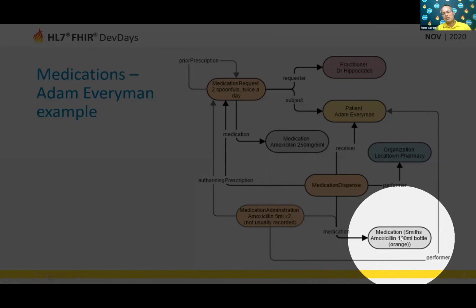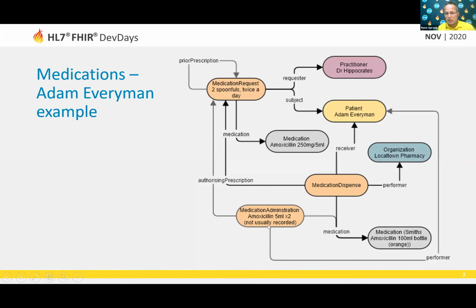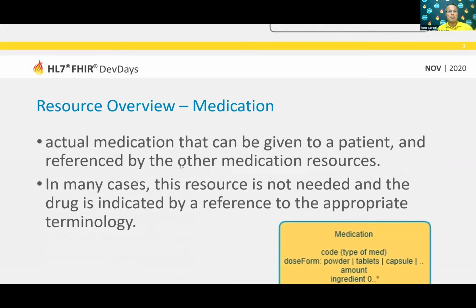But the dispense is not a generic amoxicillin, but the dispense in this case is Smith's amoxicillin 100 milliliters bottle with an orange taste. So again, but now for the specific drug, we use the medication resource to capture the details. And medication administration, the actual taking or giving of the drug, well, in this case, it will be taken by the patient themselves. So usually we don't record this in any system that the patient has taken the drug, but certainly in a clinical setting like a hospital setting, and for patient safety reasons, you certainly would want to capture that.